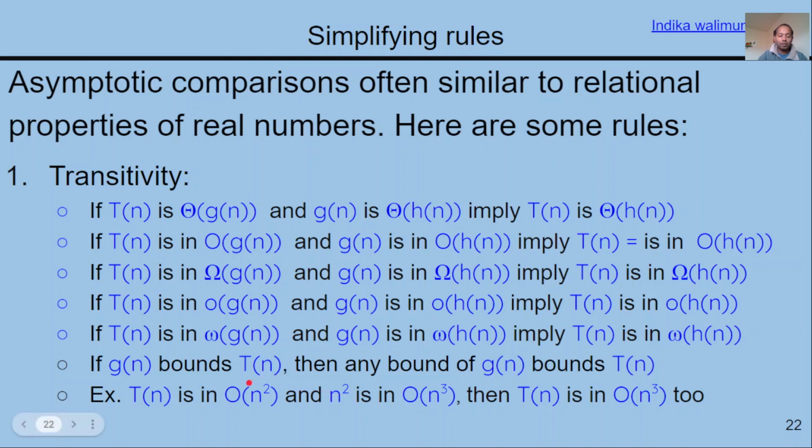All right. So here's an example. Tn is in big O of n to the 2, and we know that n to the 2 is in big O of n to the 3, so that means basically Tn is also in big O of n to the 3. Okay, right? So here n to the 3 is like our Hn over here.